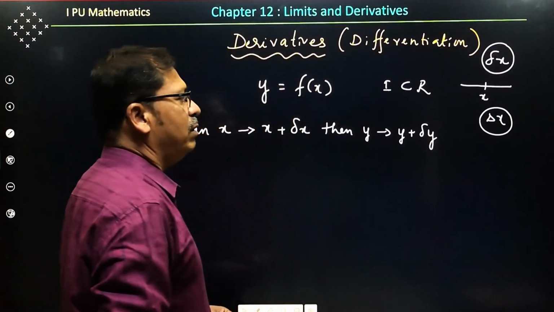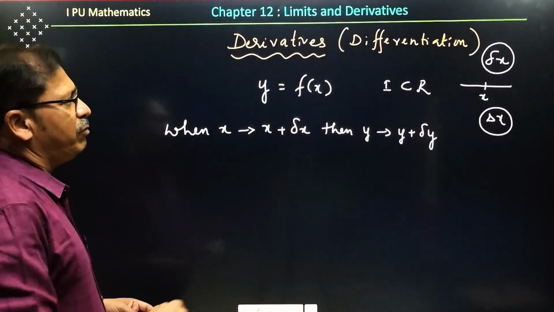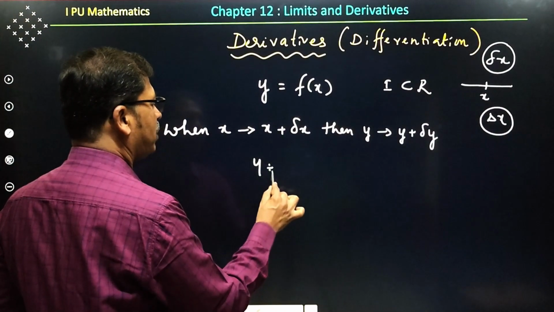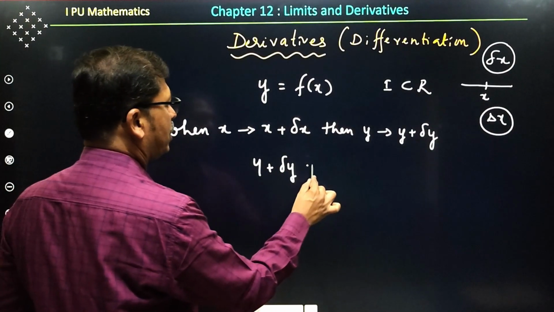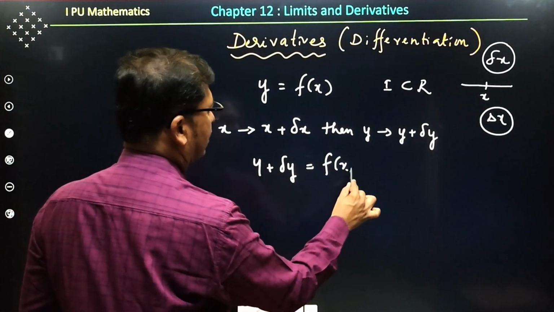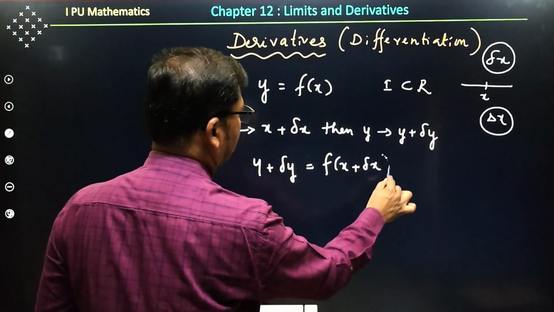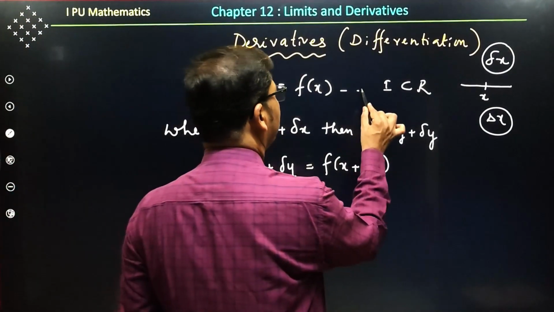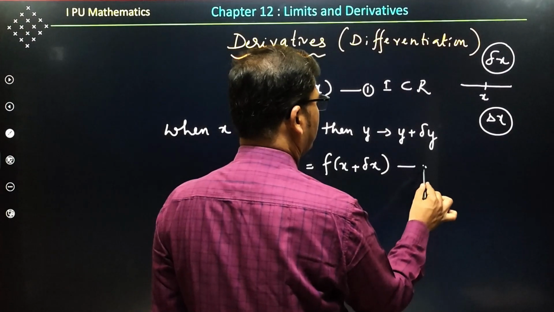Now with this change, the given function changes to what? y changes to y plus delta y, so x changes to x plus delta x. I would like to write f of x plus delta x, and call this equation number 2 and the original as equation number 1.